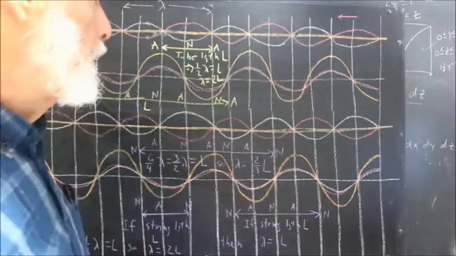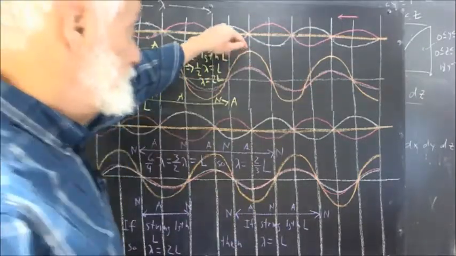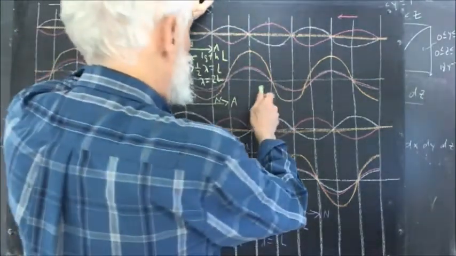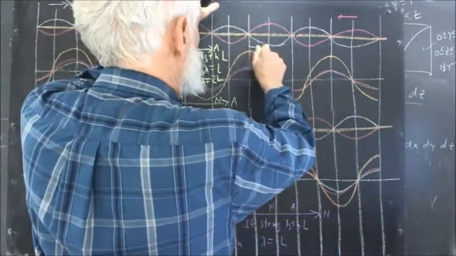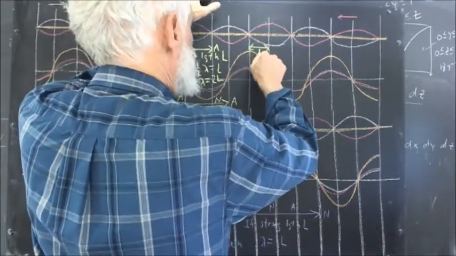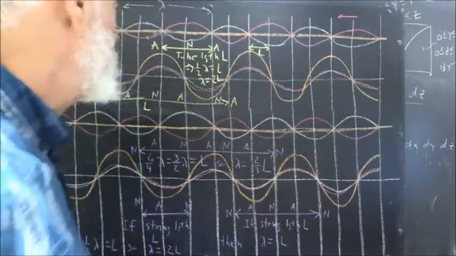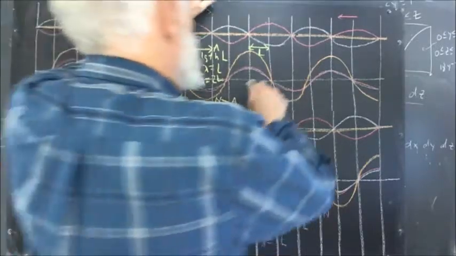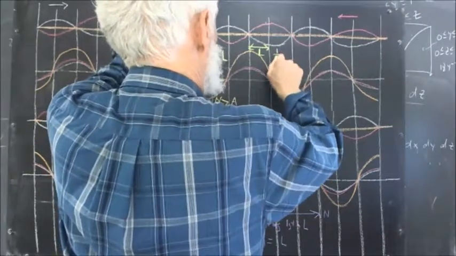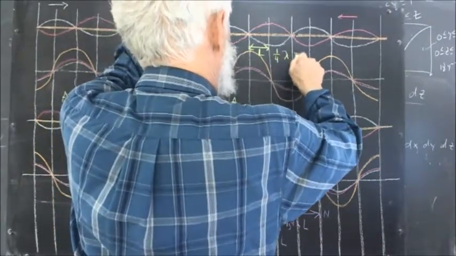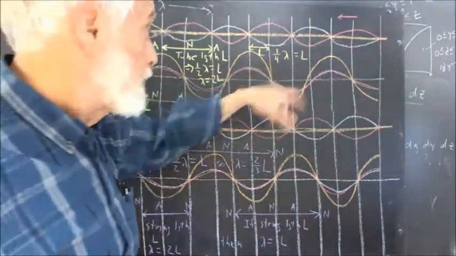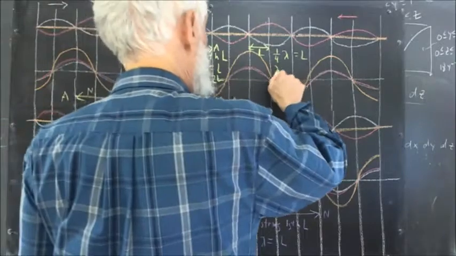Where can we find that sort of behavior? Well, here's an antinode, here's a node. We could do that just between here and here. If this is the length of the tube, we see that one-fourth lambda equals L, so that lambda is 4 times the length of the tube.